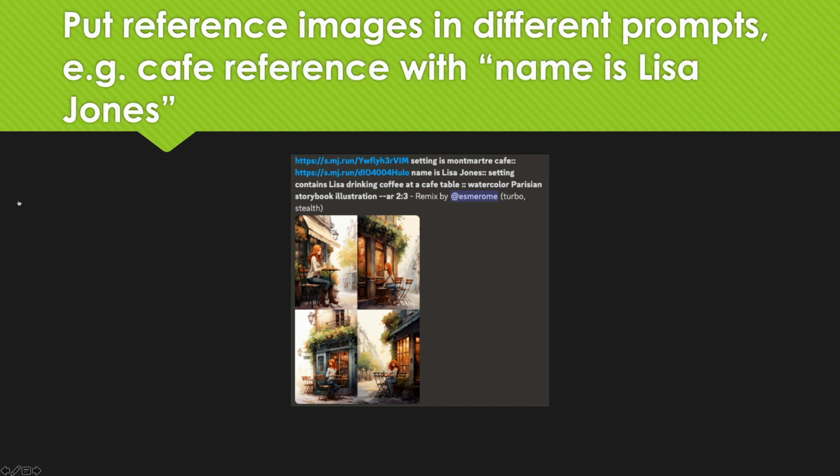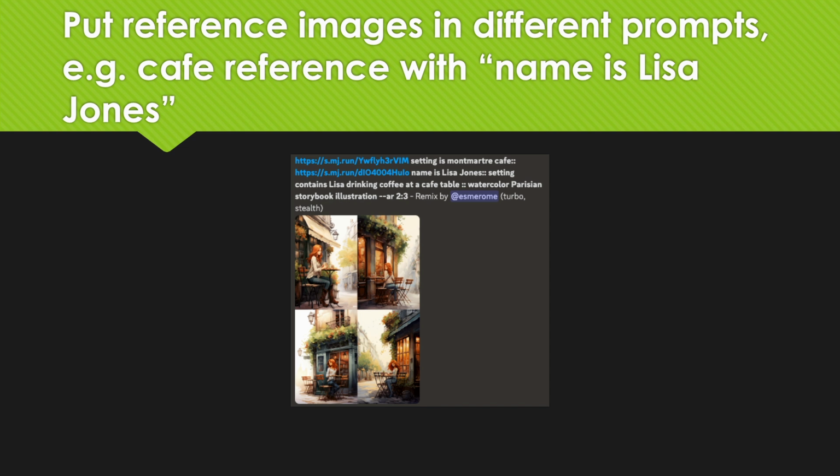Why is this? Hold on just a second. Alright, so we say put reference images in different prompts. So you can put the cafe reference with the name Lisa Jones or your description of Lisa Jones. That can sometimes get you better results. Sometimes it doesn't make any real difference. It's up to you.